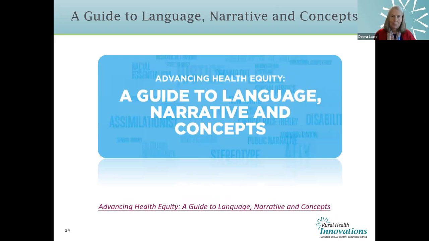This is one of those major pieces that Kim mentioned. A major piece of health equity really is the way you communicate. And this is a great resource for us as we begin to advance our health equity efforts to make sure that we have a narrative that is effective.